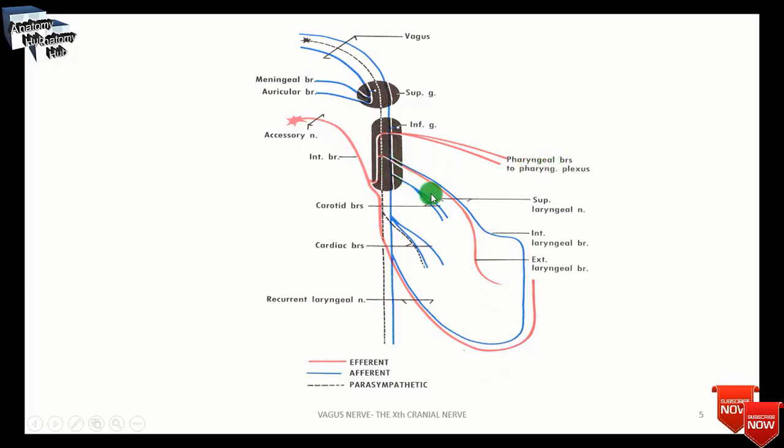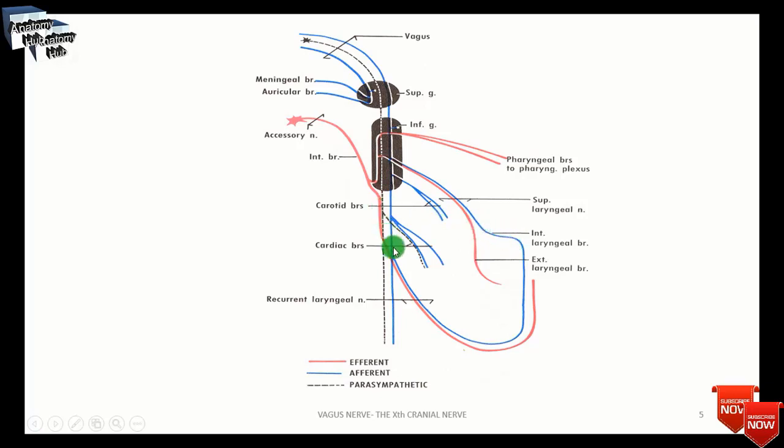So here you will find the branch for the carotid bars and the carotid sinus. Here you will find the cardiac branch, the esophageal branch, and mainly which forms the cardiac plexus over here. And here you will find the superior laryngeal nerve, and here you will find the internal laryngeal branch. This is the external laryngeal branch. So the external laryngeal branch is the motor branch, whereas the internal laryngeal branch is the sensory branch.